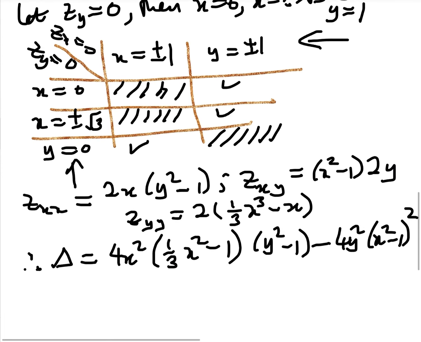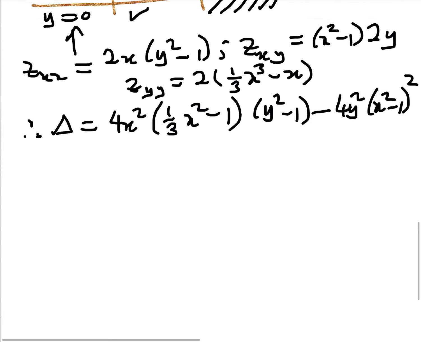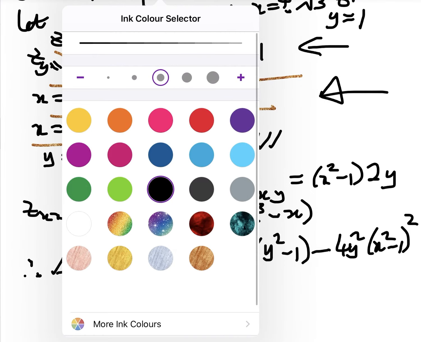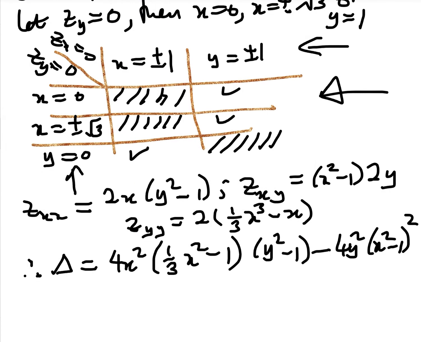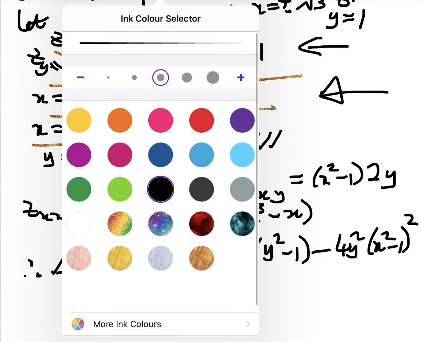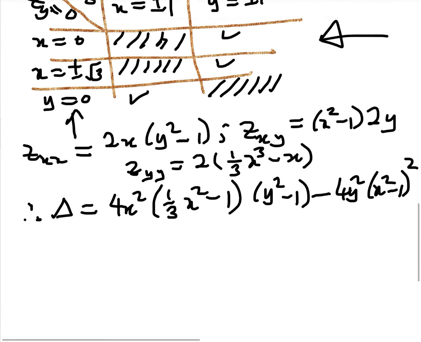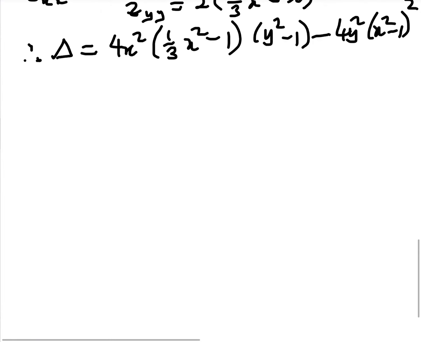Okay, so that's delta. Now these critical values from that table we now have to substitute into the discriminant. Right, let's do this piece by piece.